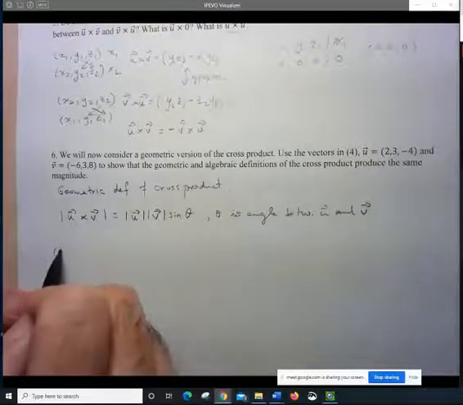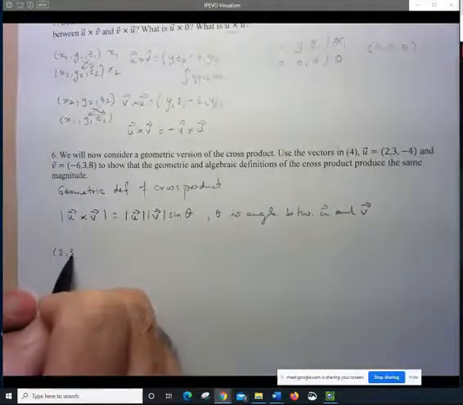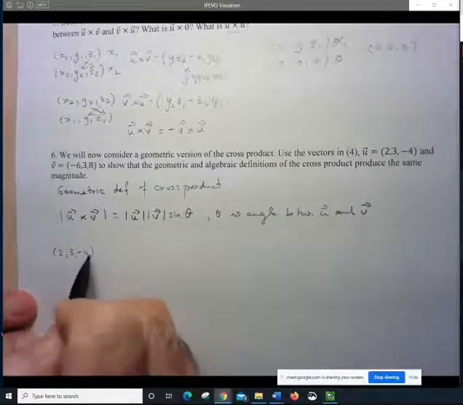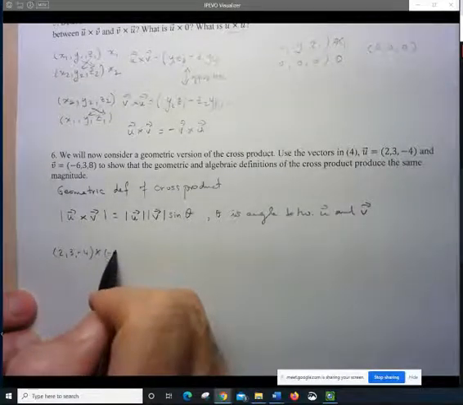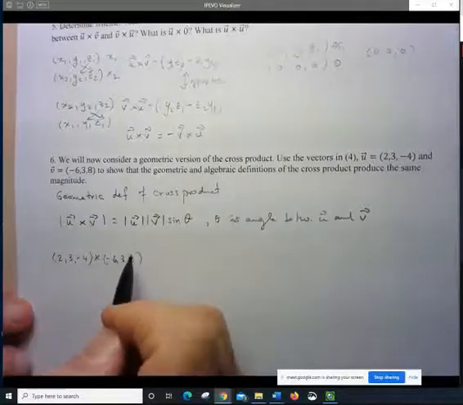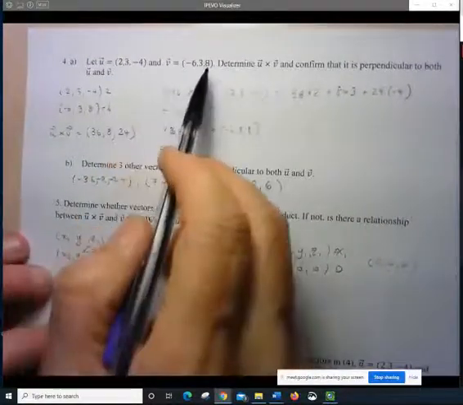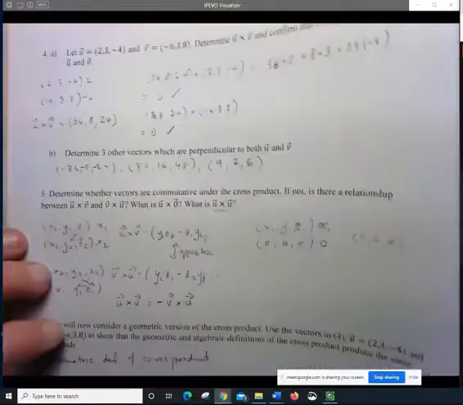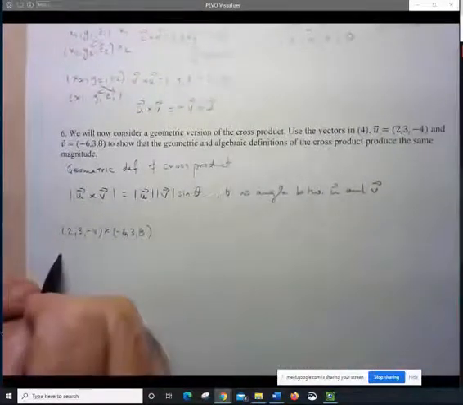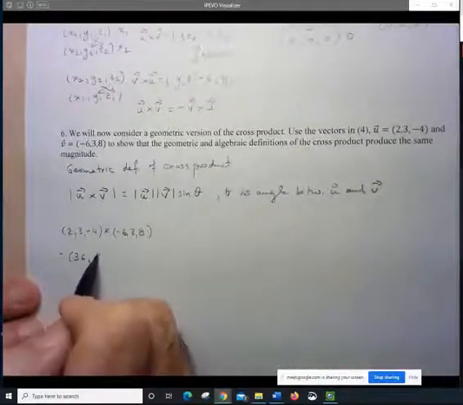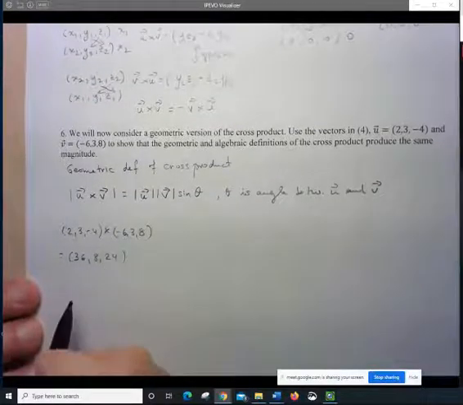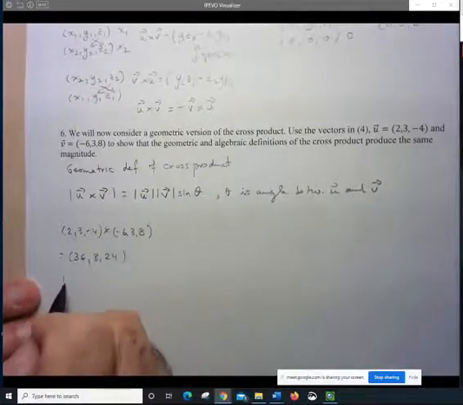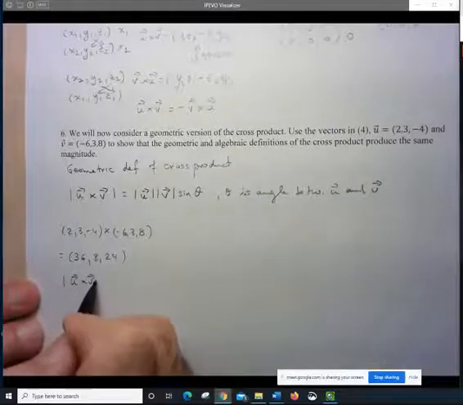So u is 2, 3, -4, okay? And in fact, cross, I'm not even going to write it out because we already did this. It's the same as the one that we had before. And so what was our cross product? It was 36, 8, 24. Okay, 36, 8, 24. And now let's find the magnitude of u cross v.